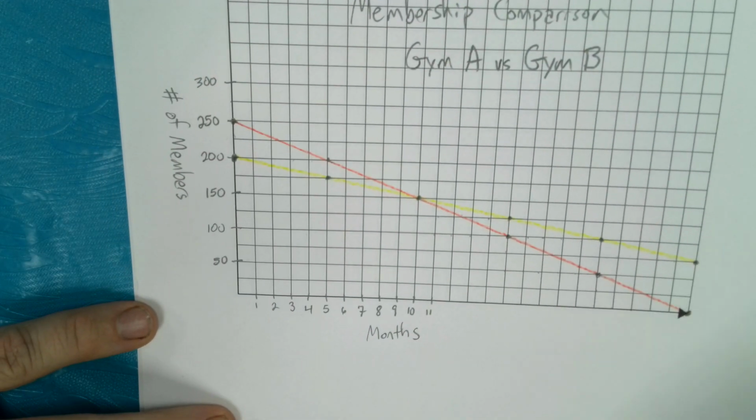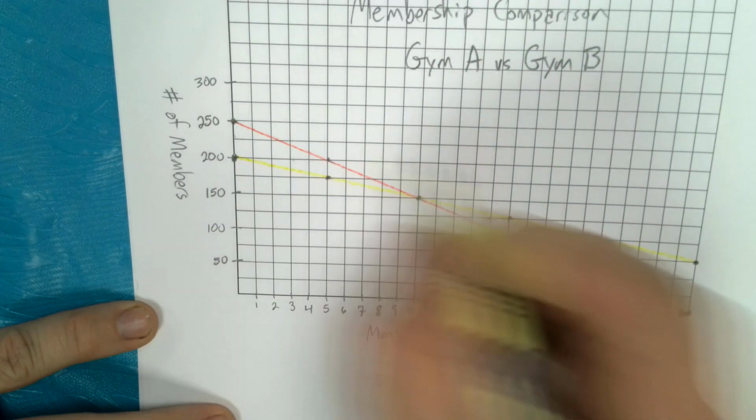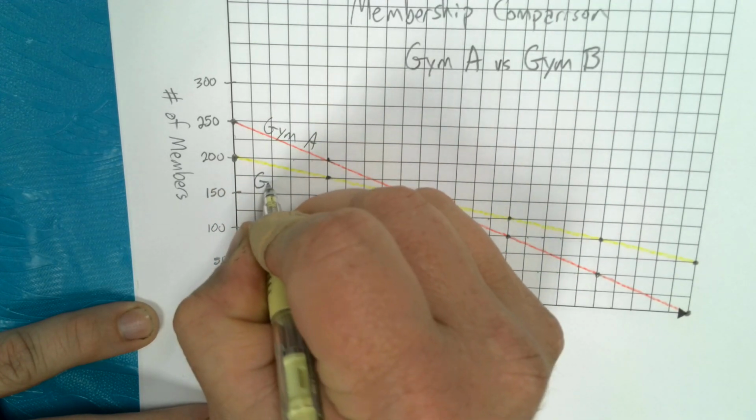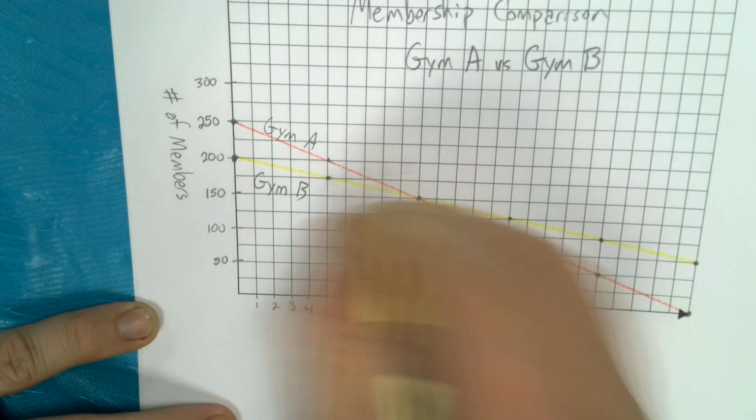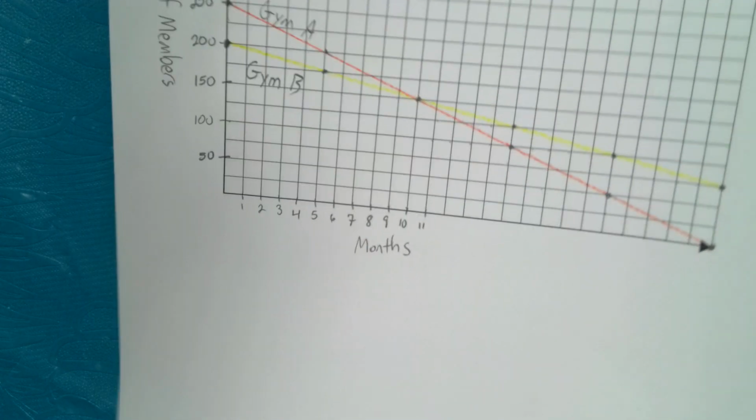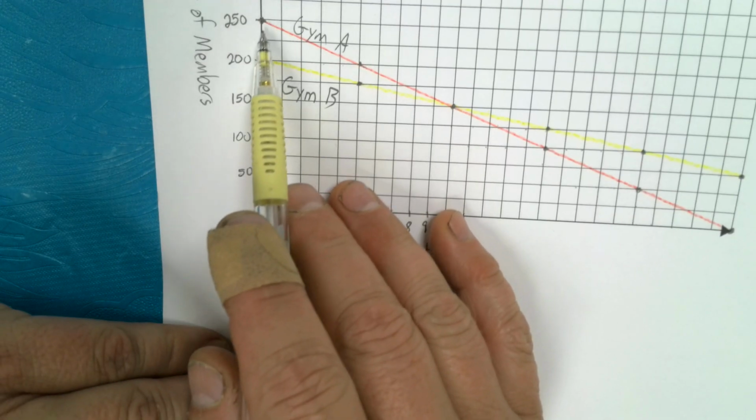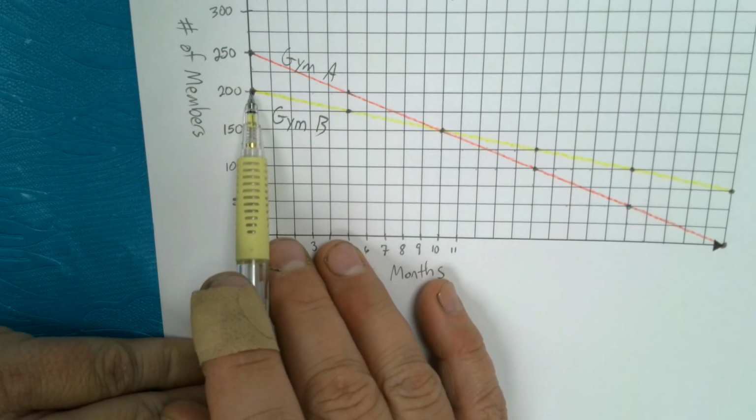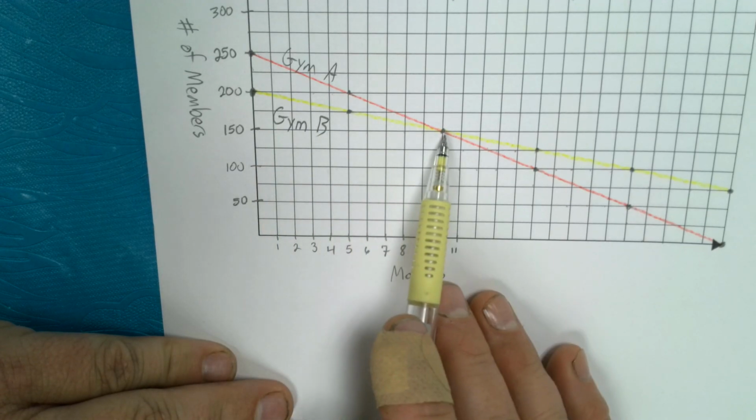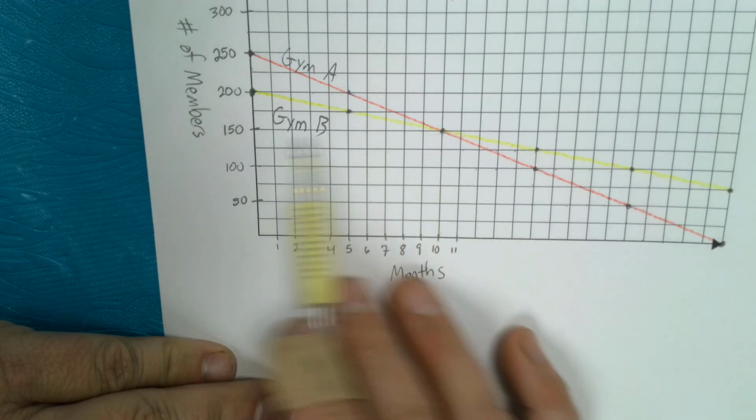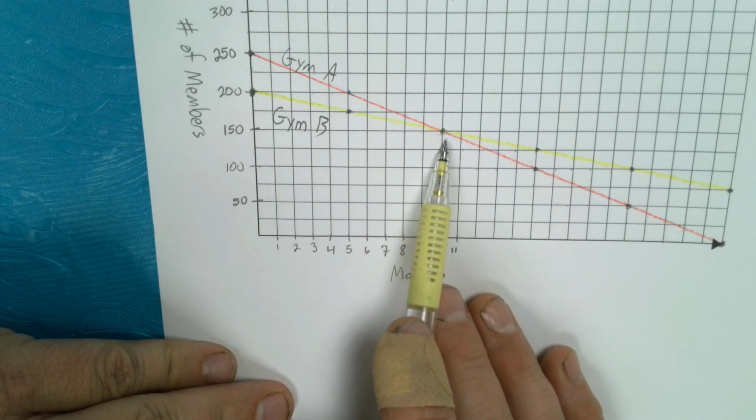Hopefully that yellow line shows up okay. So this one here, this was Gym A, so the red was Gym A, and then the yellow was Gym B. Let's double check that on our table. Yep, Gym A started at 250, right, and Gym B started at 200. That sounds good. We do see that Gym A does start at a higher membership, but it is losing members faster than Gym B, which has fewer members, but it is losing members slower. There is a point here we see at 10, 150, where the memberships are equal to each other. So they both have 150 members.